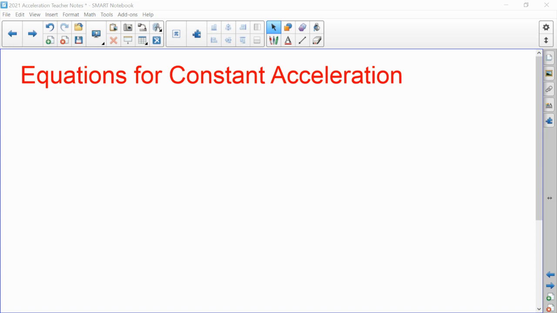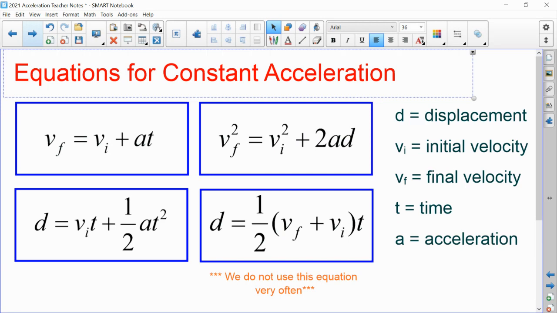We're going to talk more about acceleration in this video. In particular, we're going to talk about the equations for constant acceleration. You can use these anytime the acceleration stays constant. All right, so there's four of them. And if you look at each one separately, they have different unknowns in them.